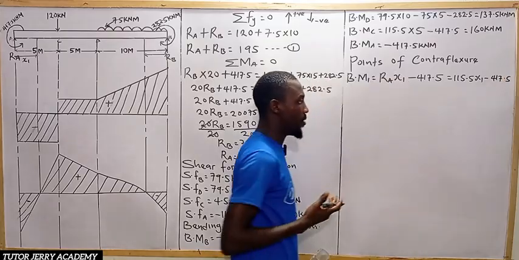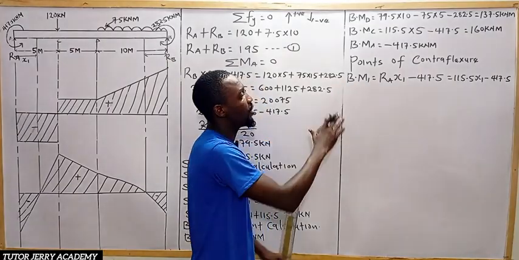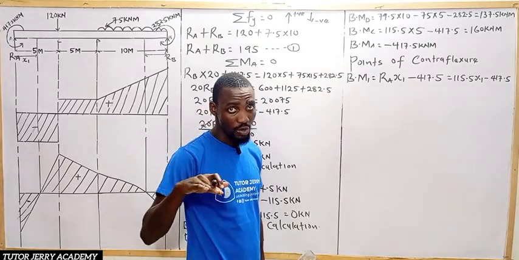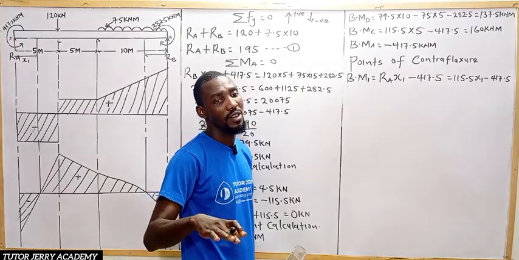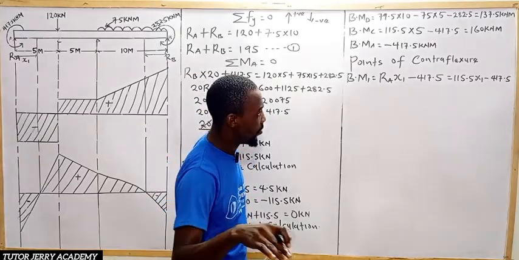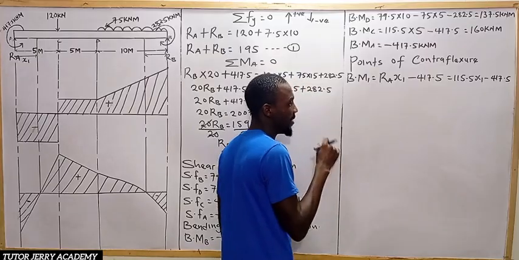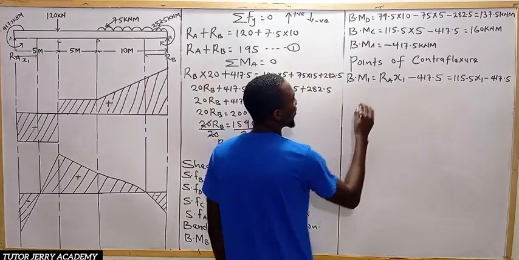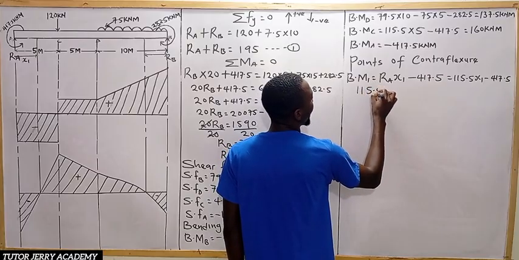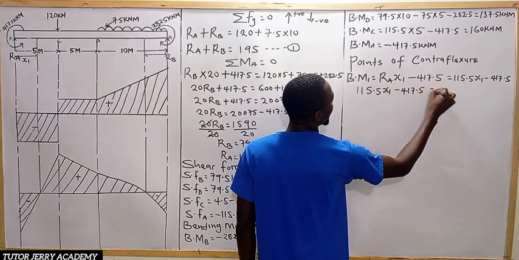All right, but don't forget that our bending moment here, we are going to equate this equation to be equal to 0 because of the point of contraflexure. Because the point of contraflexure is the point where bending moment is equal to what? 0. All right. So if we equate this to 0, we are going to have 115.5 S1 minus 417.5 equals 0.